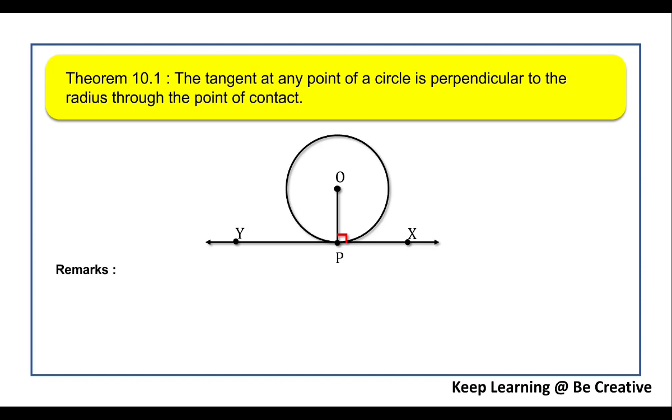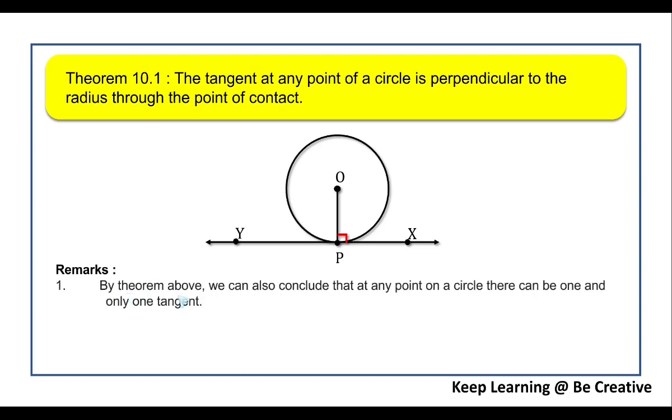Some more results which we can say about this statement. First point will be, by the theorem above we can also conclude that at any point on a circle there can be one and only one tangent. So if you have any point on the circle, at that point you can have only one tangent, because for example if you take point P and you connect OP, then to OP you can draw only one line which will be perpendicular to OP. If you take any other point, then the tangent will be different because the line perpendicular to that radius will be different.